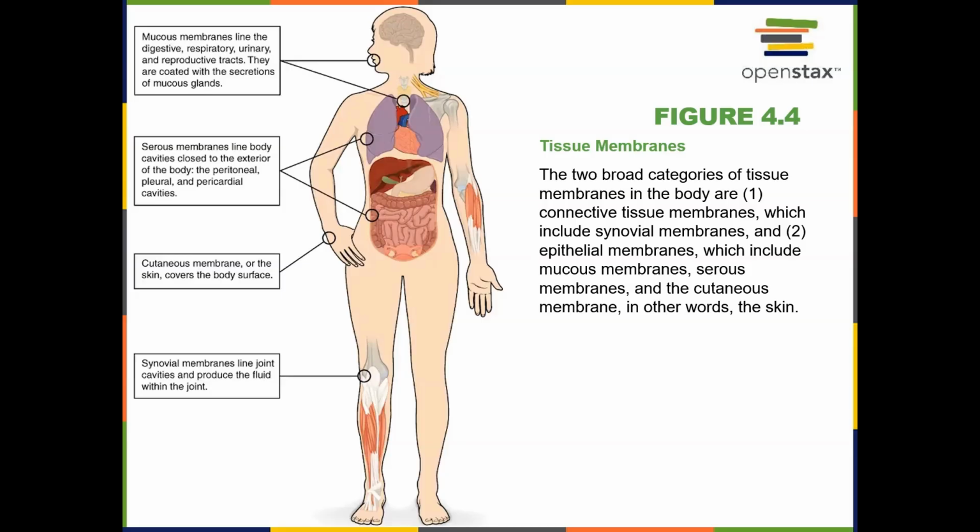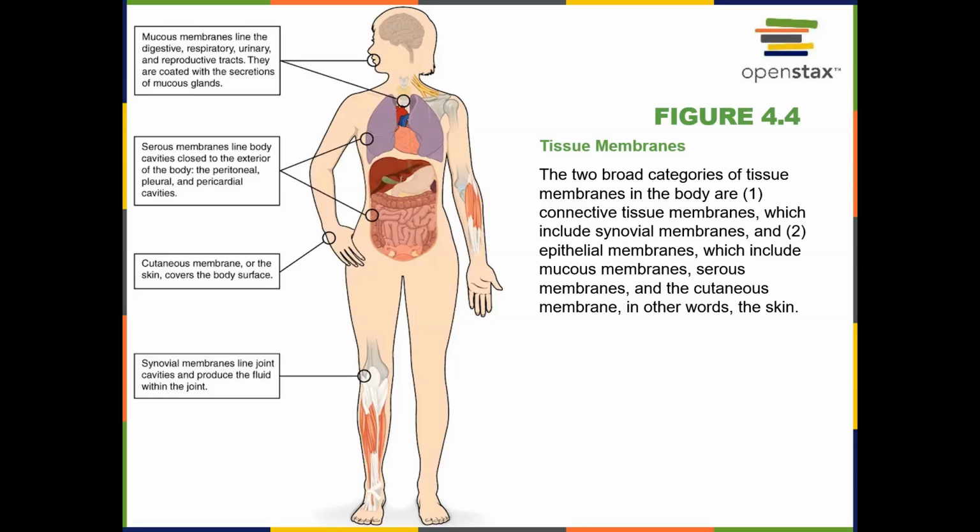Connective tissue membranes are composed of only connective tissue. The example shown here is a synovial membrane that lines the joint cavity and produces a synovial fluid in order to lubricate the joint.